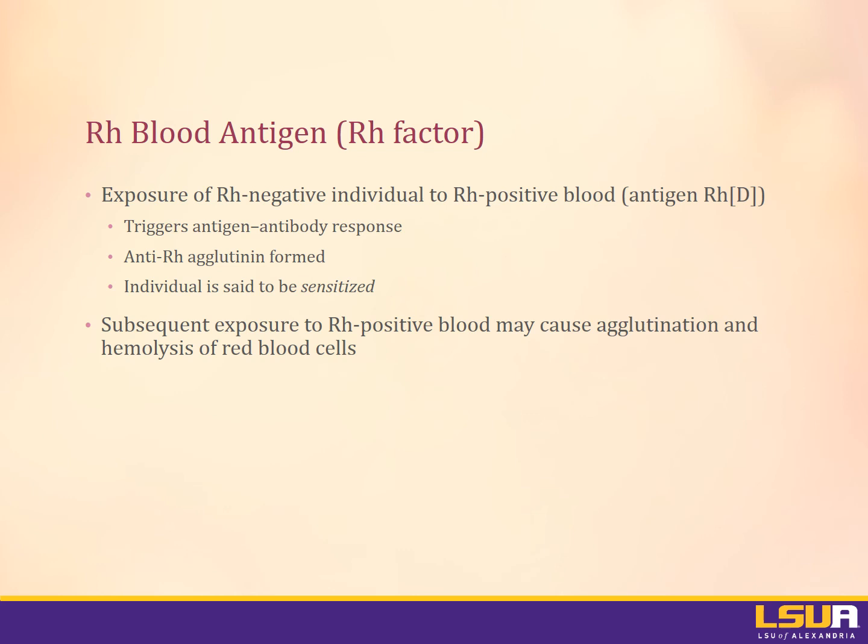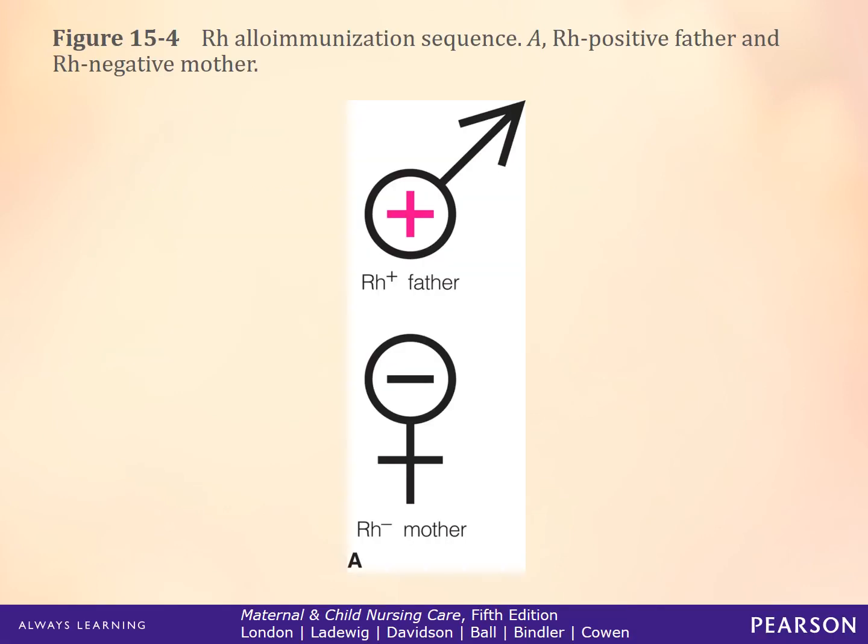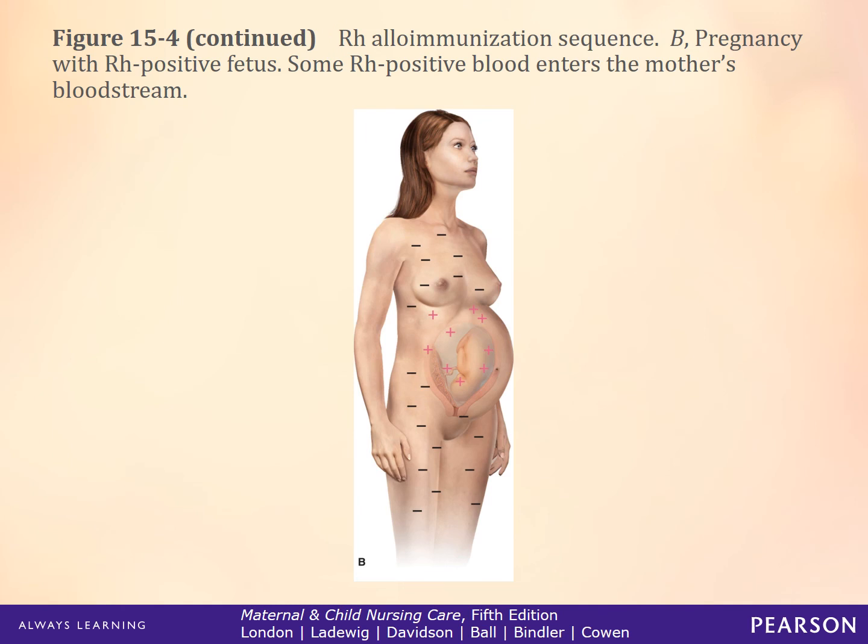If there's a sensitization of mama's Rh negative blood, then if she gets pregnant again, it causes hemolysis of red blood cells, so she'll lose that pregnancy. So this is the Rh alloimmunization sequence: a Rh positive father with a Rh negative mother. Rh alloimmunization sequence in pregnancy with a Rh positive fetus.